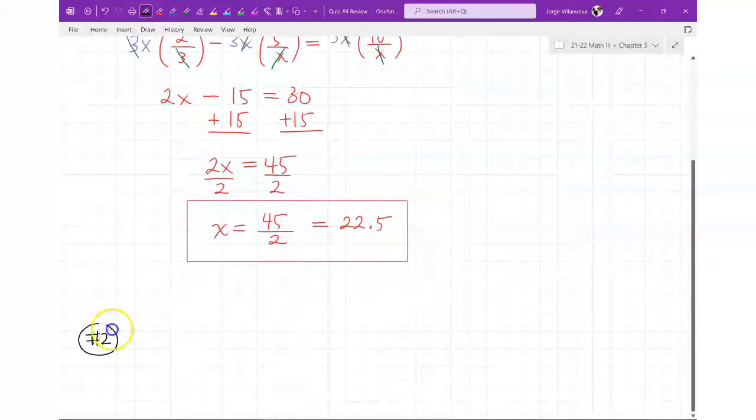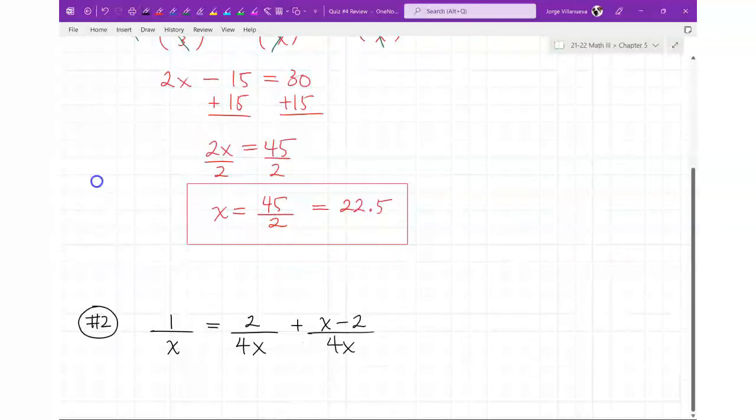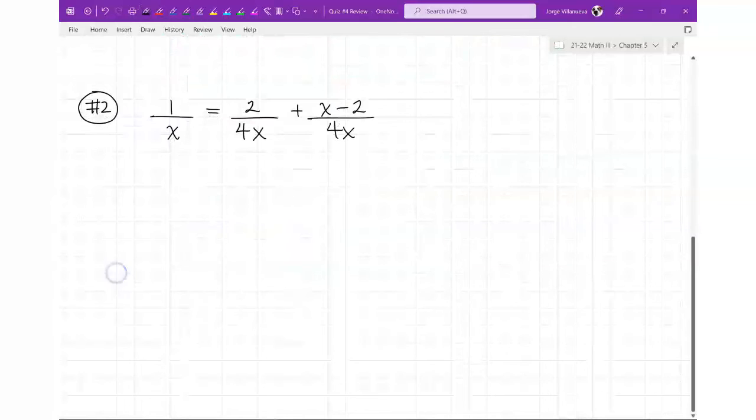So number 2, we can try something like this. 1 over x equals 2 over 4x plus x minus 2 over 4x. So we'll just do one more like this, and then we'll move on to what they consider the more advanced problems. So here we go. Let me put this up for you guys there.